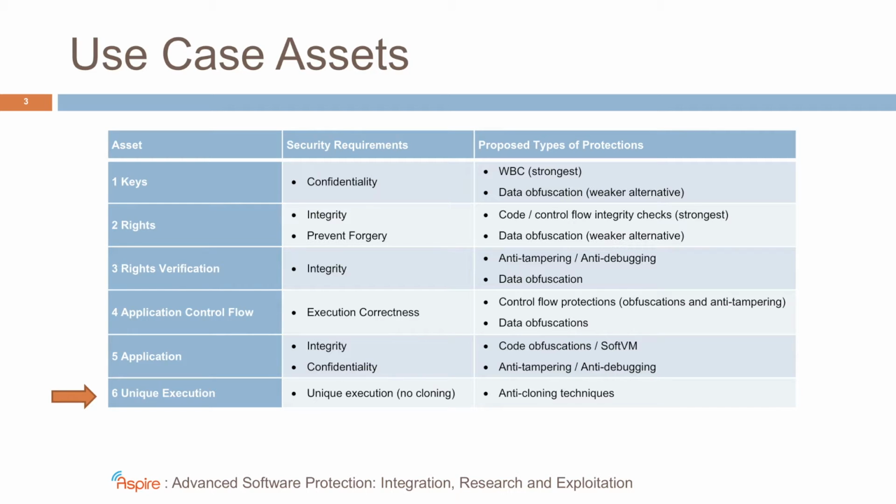Finally, as the last asset, we consider unique execution. As we're going to embed cryptographic keys in each instance of the application, and as we will distribute those instances with the keys to individual end users, every instance has a unique value. To protect the value of that asset, we have to ensure that no cloning can take place. It's okay if people copy the application, but they should not be able to run multiple copies in parallel. For that reason, we want to deploy anti-cloning techniques.